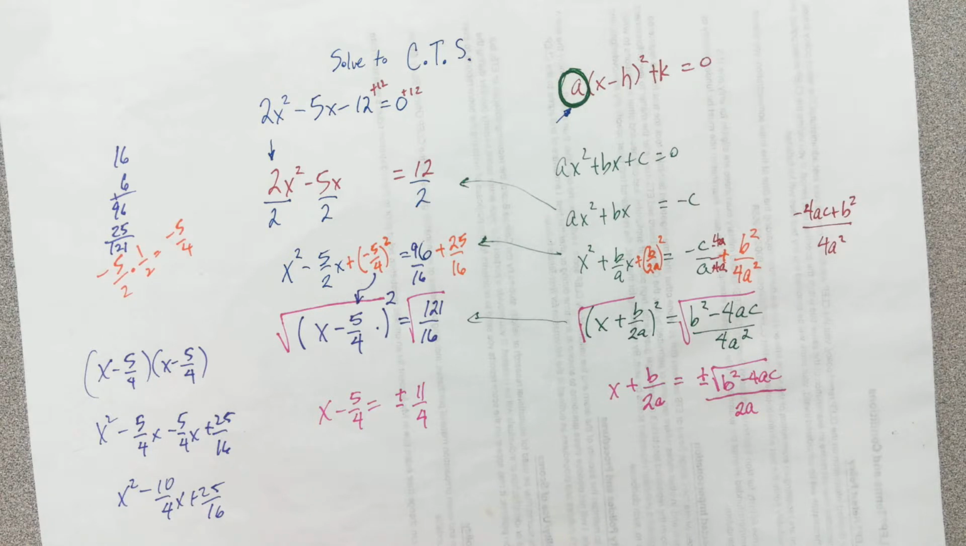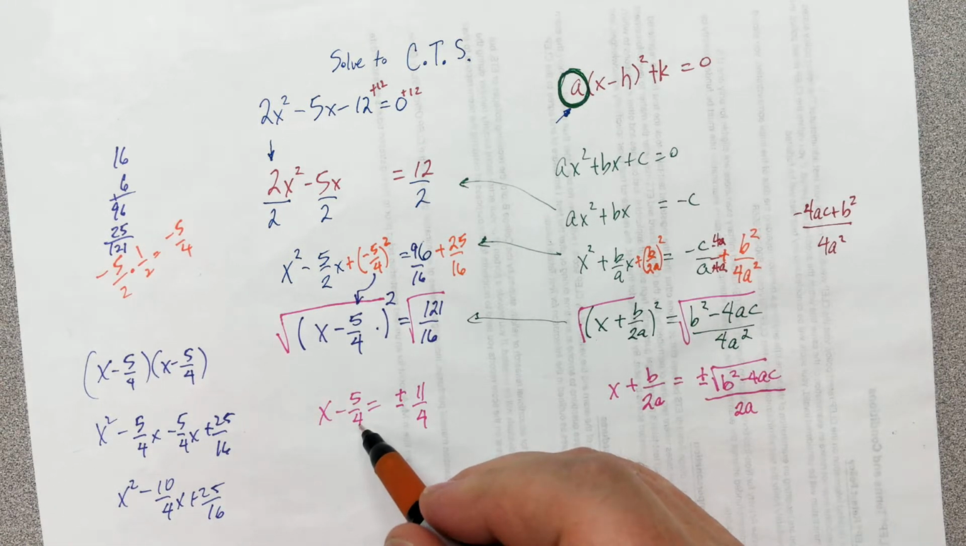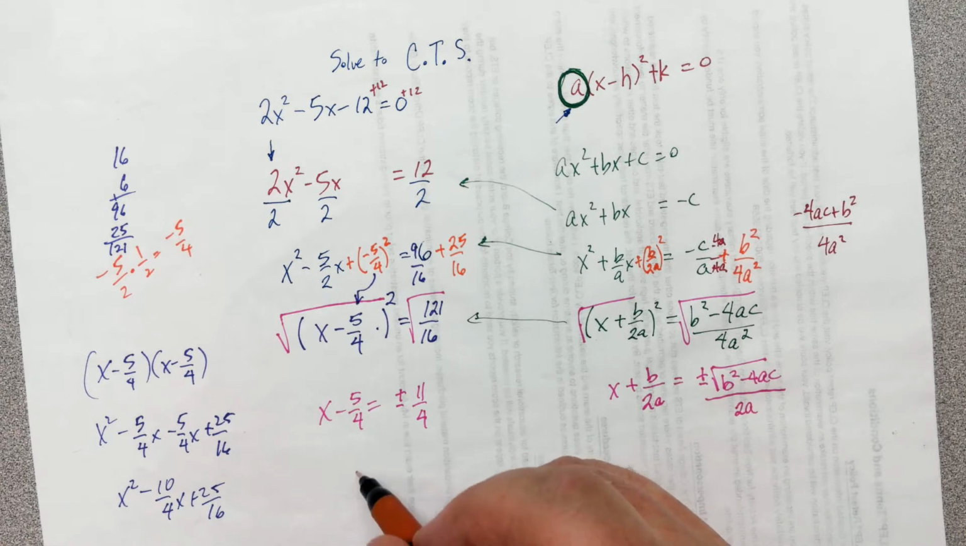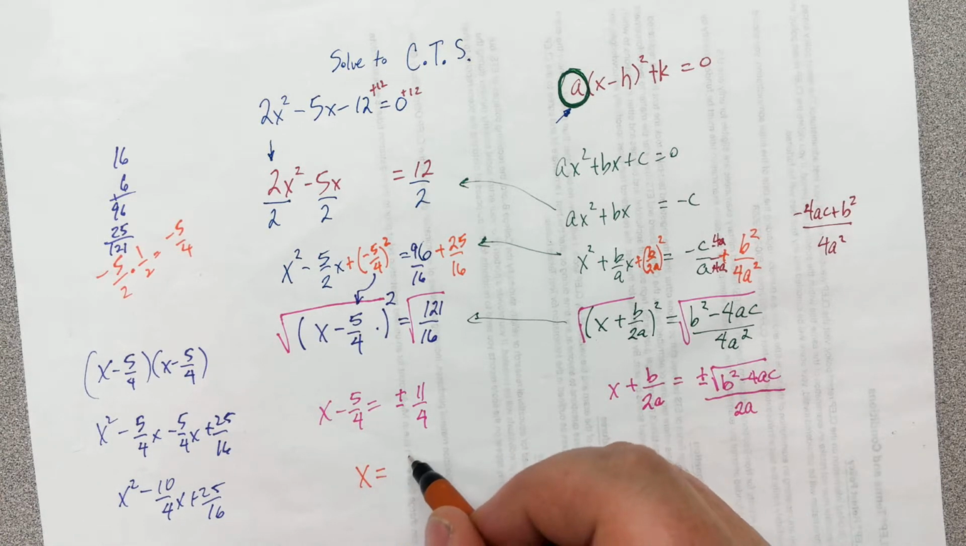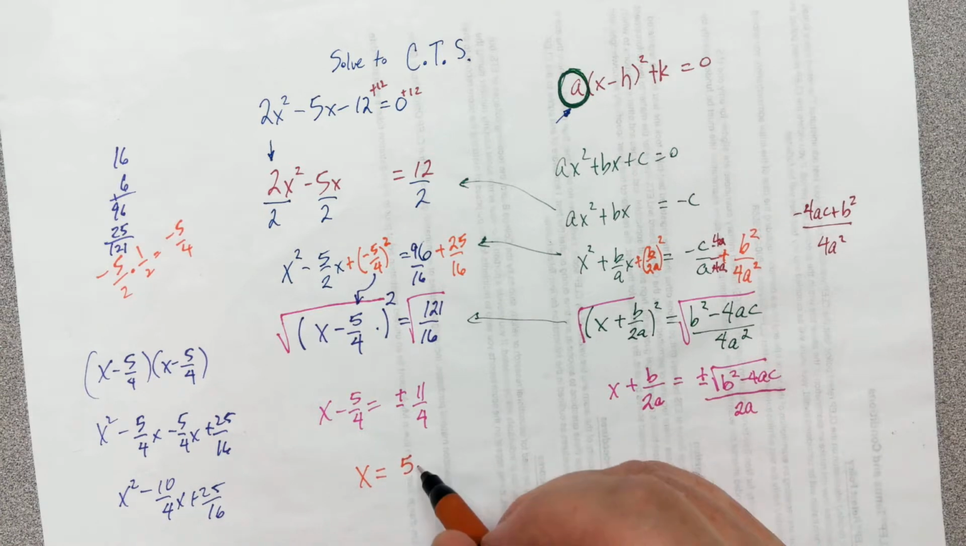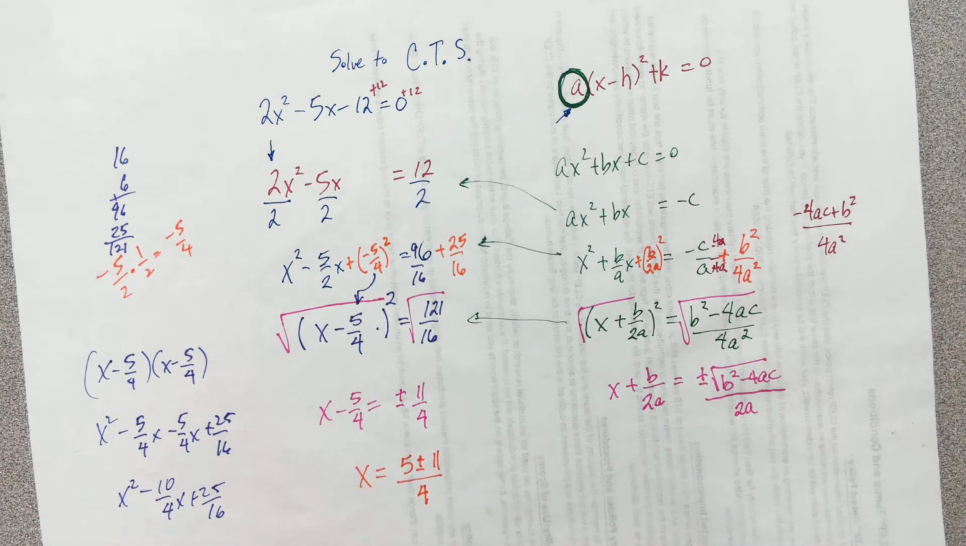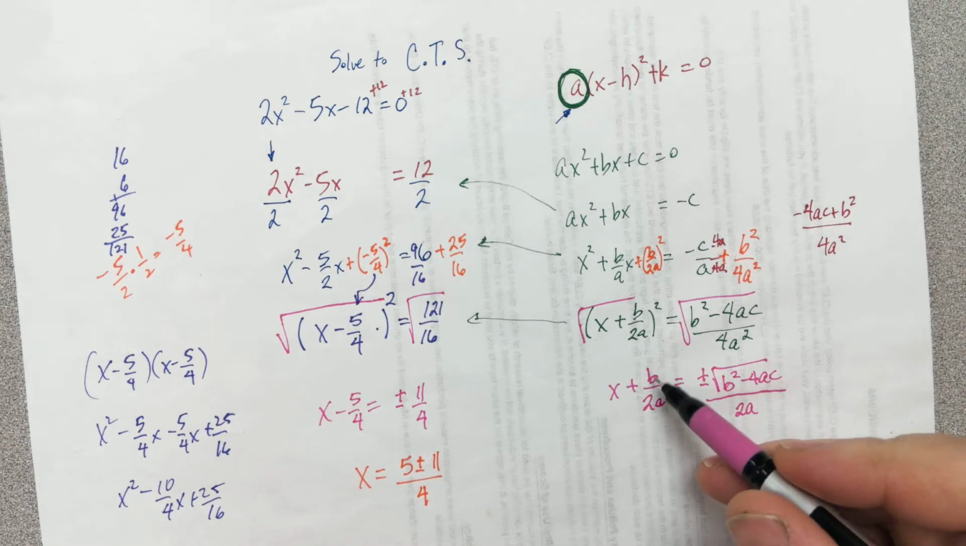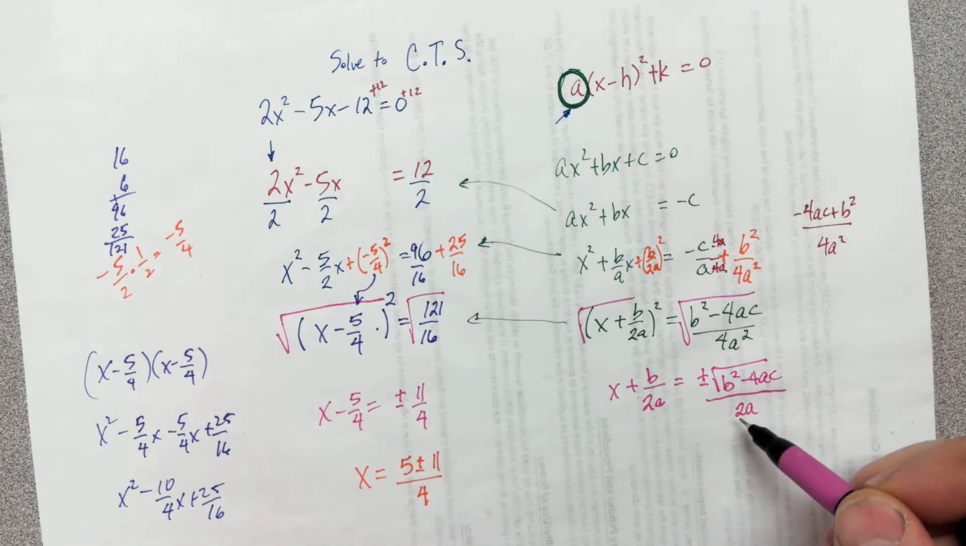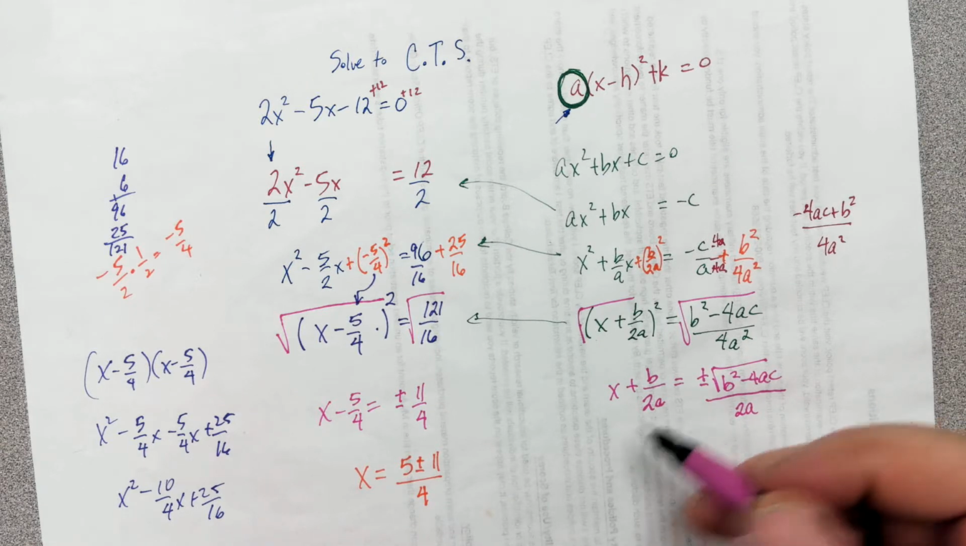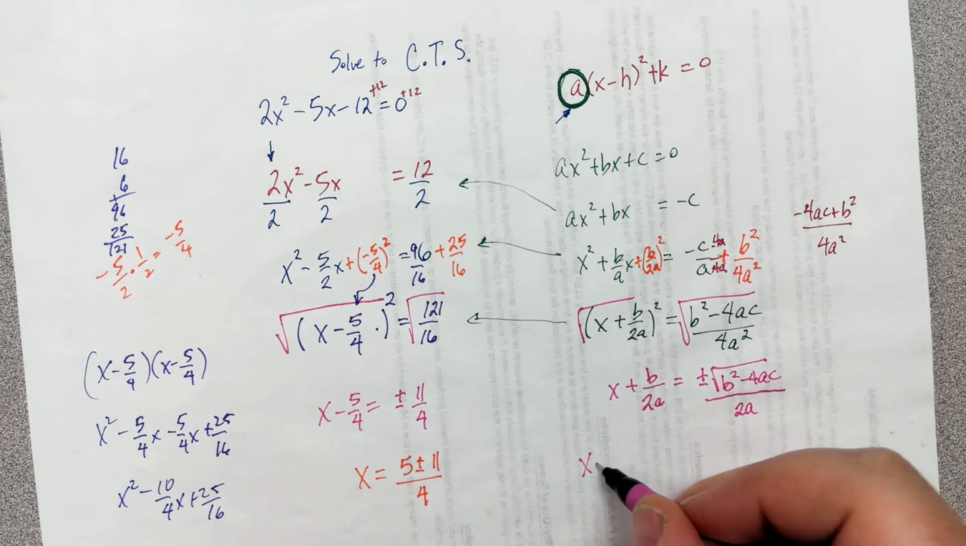Last step, well, almost, is we have to add this to both sides. Right? We have to add that to both sides. So it's going to be x equals 5, and you see they both have the same denominator of 4, so I can write them as one fraction. And there we go. 5 plus or minus 11, all divided by 4. And I could do the same thing over here. I could subtract this, and you see they already have the same denominator, which is a good sign, because that means we're probably doing it right.